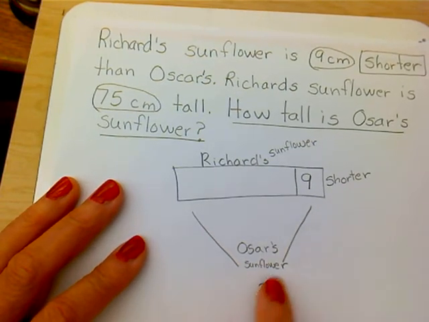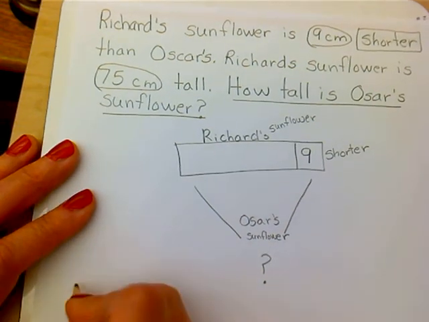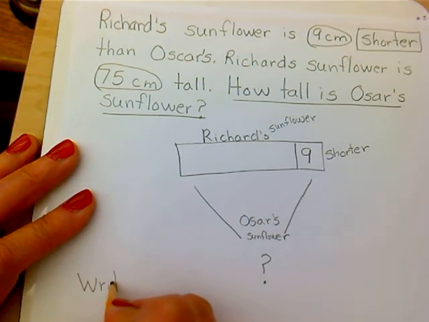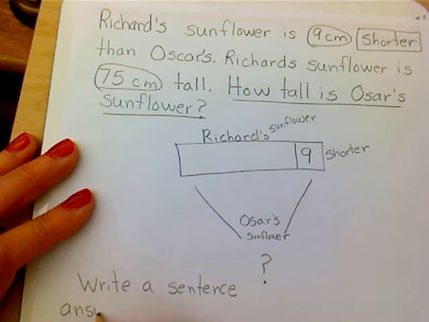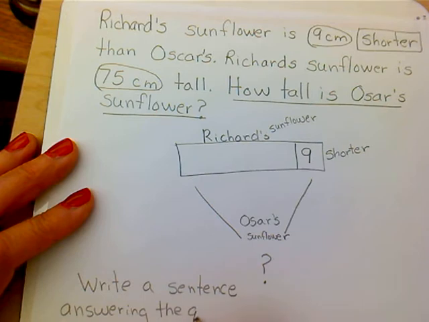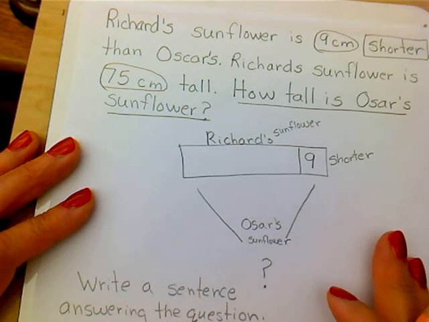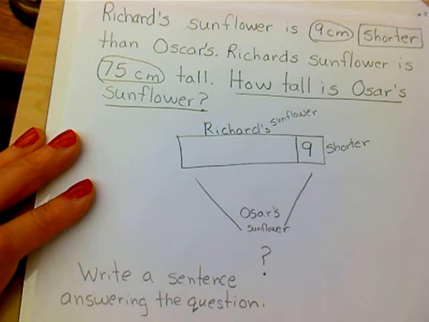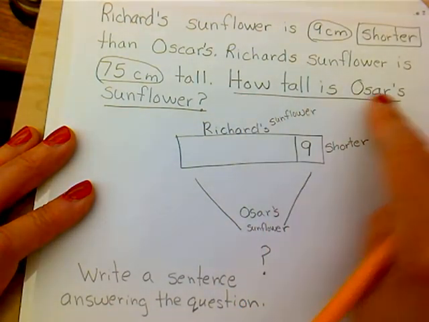You're trying to find out how tall Oscar's sunflower is, and I also need you to write a sentence answering the question. All right, so not only do you need to finish the bar model, and I need to see some equations on how you solve this problem, and then I need you to write a sentence answering the question. How tall is Oscar's sunflower?